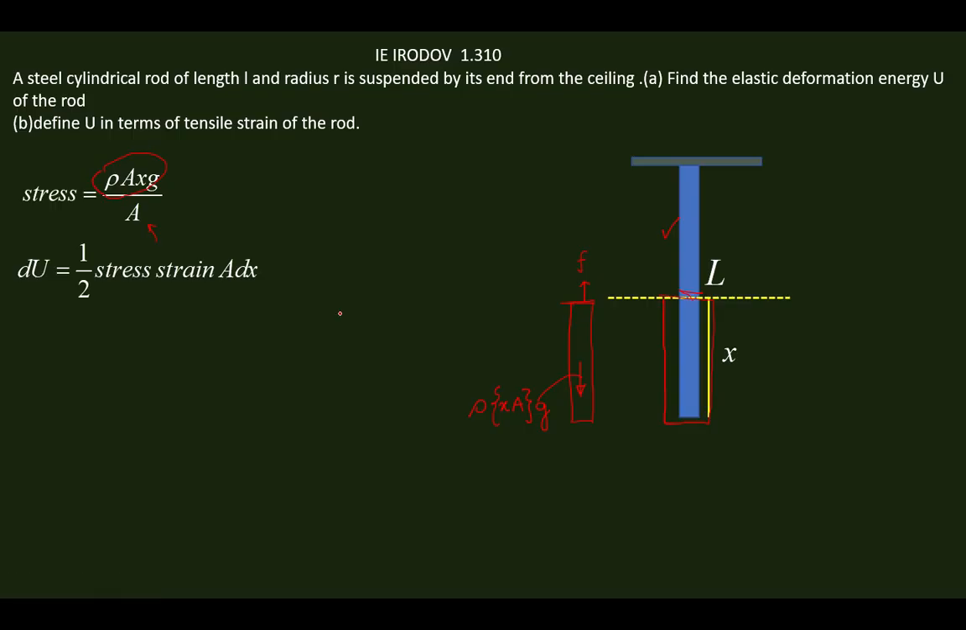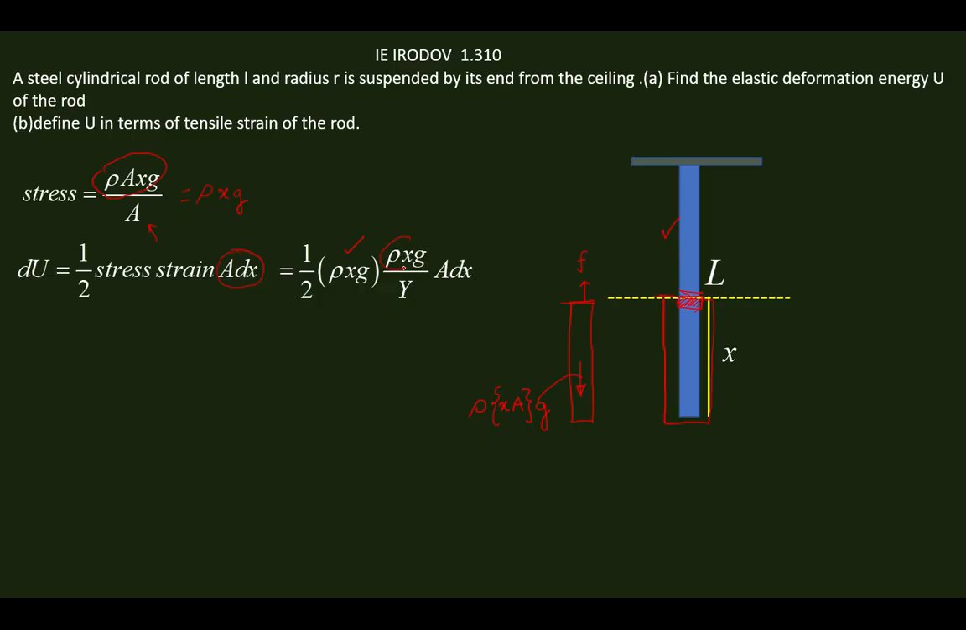Now we know this formula that energy stored is half stress into strain into volume. This is the energy stored in a given volume. So if we take a small part here of length dx, how much energy is stored in that part, that we are going to find. So that will be half stress, which at this section we have already found.